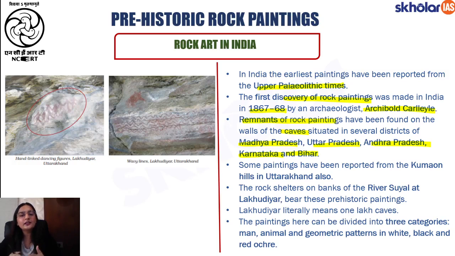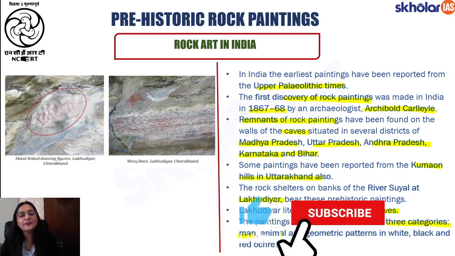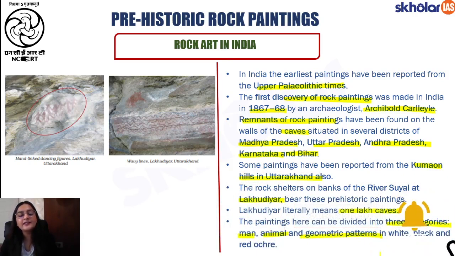Apart from these, students, there are certain paintings that have also been found in the Kumaon hills of Uttarakhand, and the cave shelter in which these rock paintings are yielded is known as Lakhu Diyar. Now students, Lakhu Diyar literally means 1 lakh caves. So you can understand that if there is an area wherein as many as 1 lakh caves are being found, that means a lot of important content with respect to rock paintings have been yielded. Okay. Now herein in the Lakhu Diyar caves, the paintings can be divided into 3 categories, that is based on the themes of man, animal and geometric patterns in the colors such as white, black and red ochre.